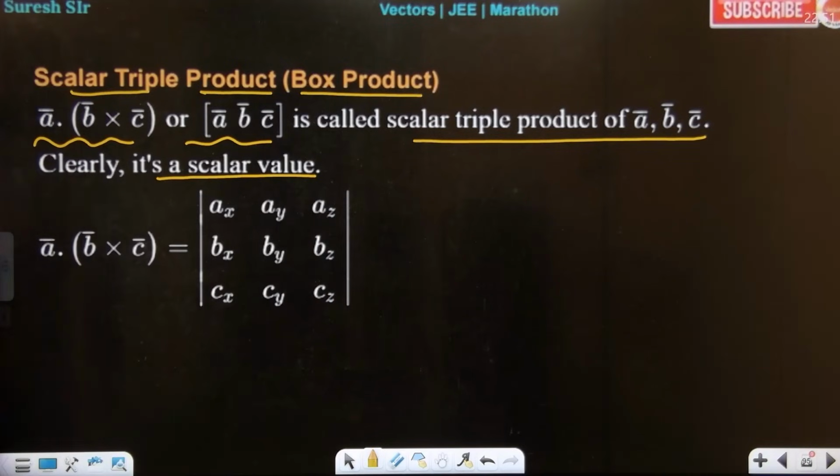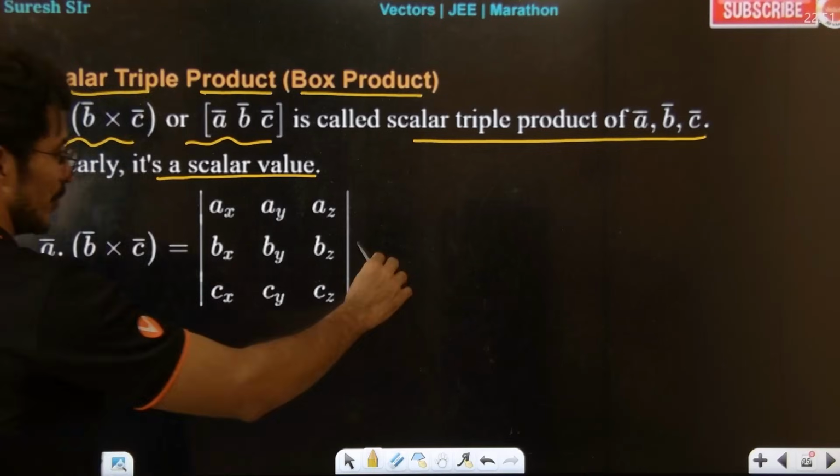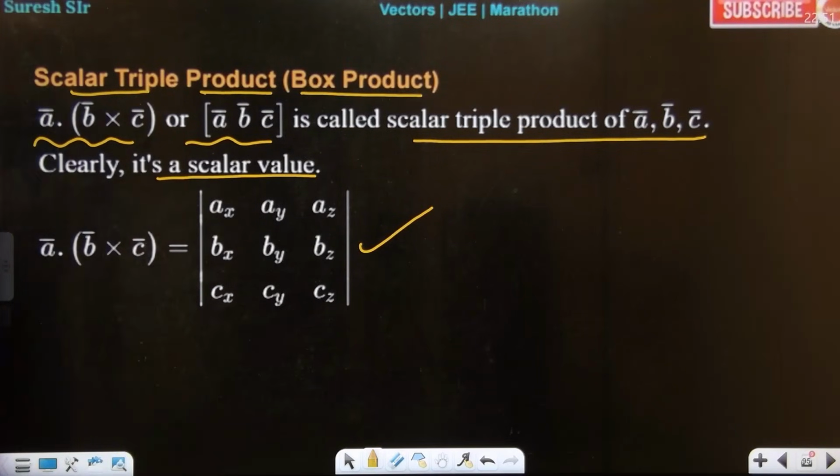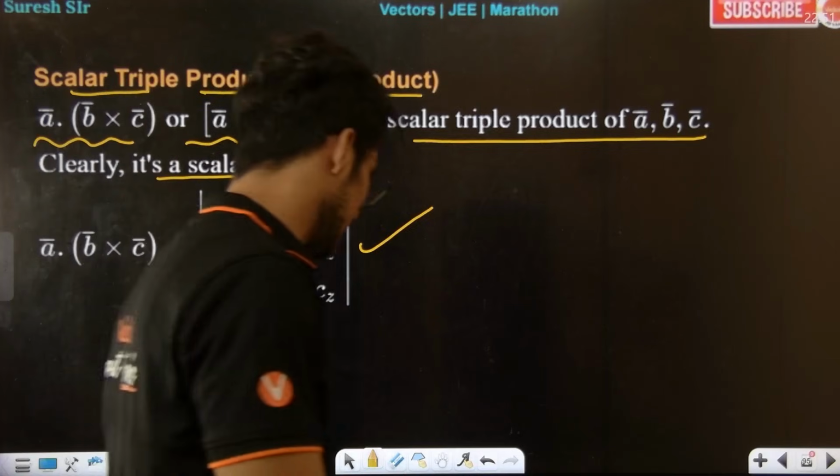If I just take a determinant of this, this is how we basically do it. All A components, B components, and C components. Yes or no, people? Yes, sir.